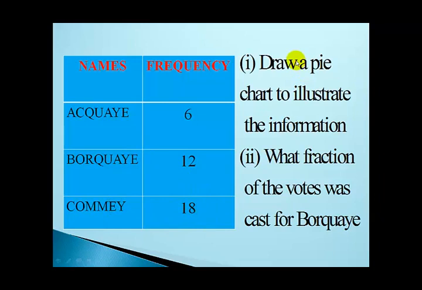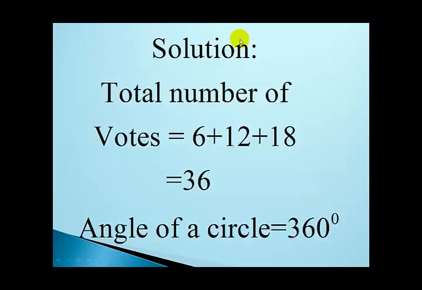Now we are asked to draw a pie chart to illustrate the information, and 2, what fraction of the vote was cast for Bokwe? Now let's see how best we can solve this problem. Solution. The total number of votes is equal to 6 plus 12 plus 18. That's the total frequency from the table. So the total number of votes is 36.